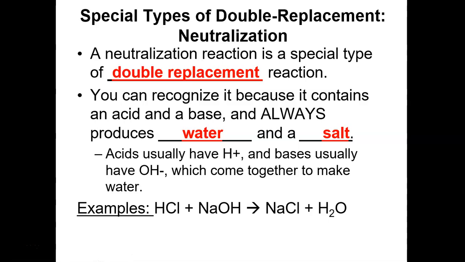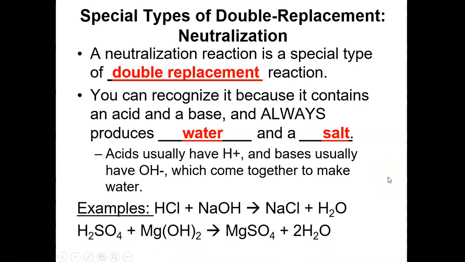So our first is HCl and NaOH. So HCl is hydrochloric acid, which you can recognize because it starts with that hydrogen. And this is sodium hydroxide, which is a base. In the double replacement reaction, the hydrogen combines with the hydroxide to make water, and the sodium and the chloride combine to make sodium chloride. One more example would be sulfuric acid and magnesium hydroxide. The hydrogen and the hydroxide come together to make water, and then we make magnesium sulfate.